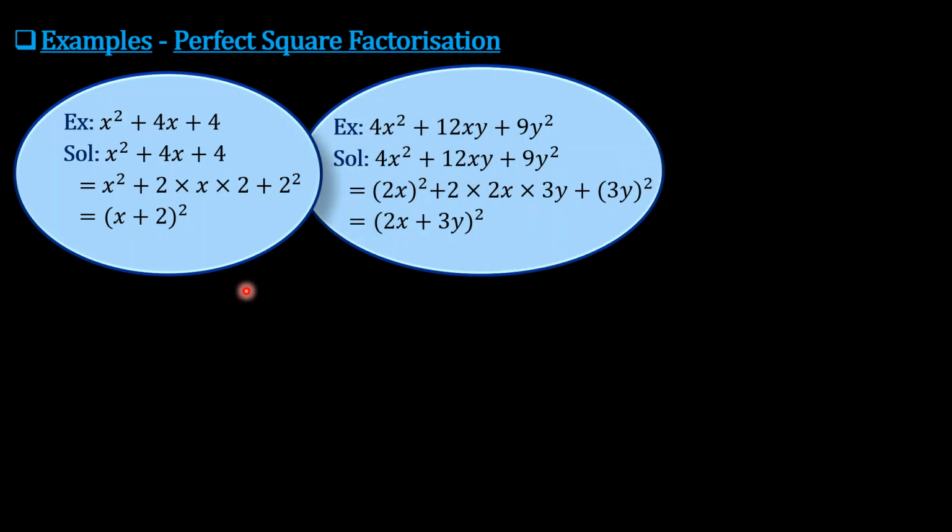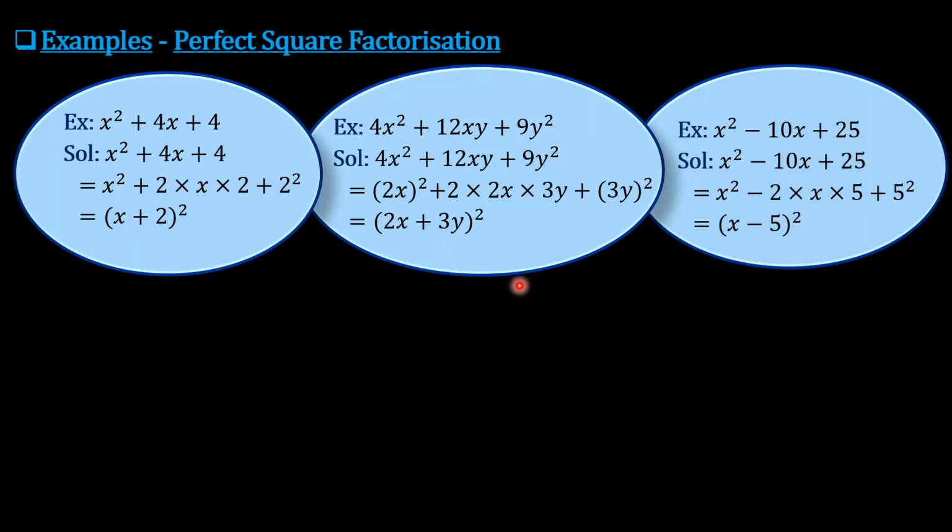Now 4x square plus 12xy plus 9y square, we reorganize again. 2x whole square plus 2 times 2x times 3y plus 3y whole square, which is 2x plus 3y whole square. x square minus 10x plus 25, same procedure, we just rearrange this. x square minus 2 times x times 5 plus 5 square, which becomes x minus 5 whole square.